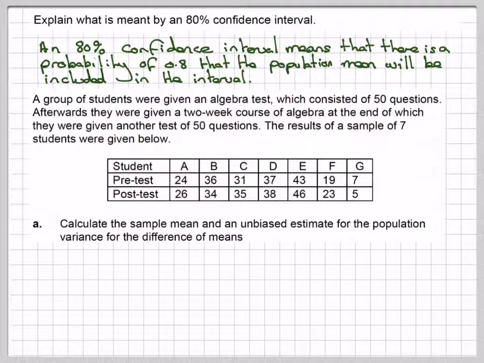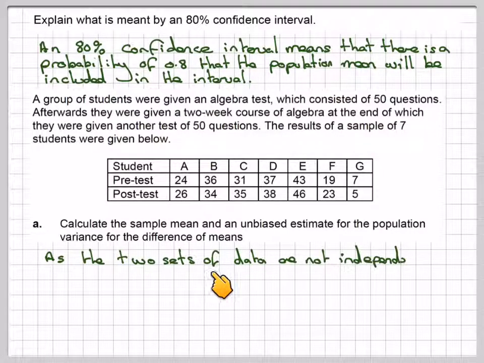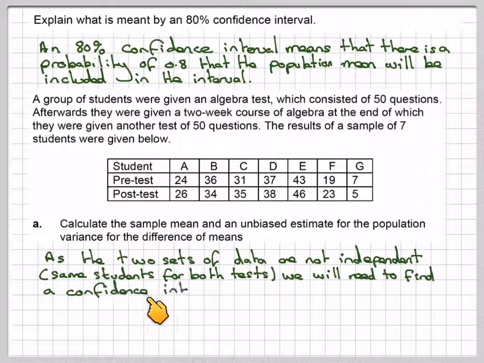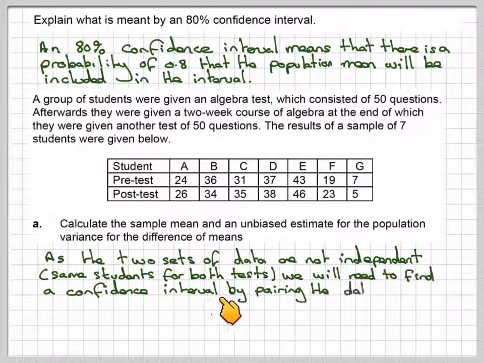Now let's have a look at why we're going to do the difference of means. As the 2 sets of data are not independent, because it's the same student each time, we will need to find the confidence interval, that's what we're going to do eventually, by pairing the data. Okay, because the data is not independent. This is actually the same student. This is a different student, but these scores belong to that student.